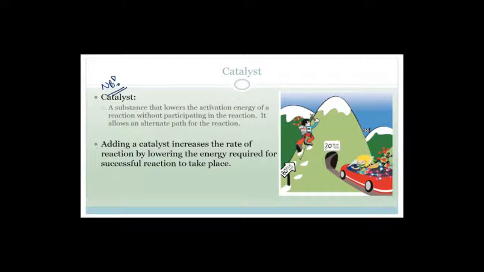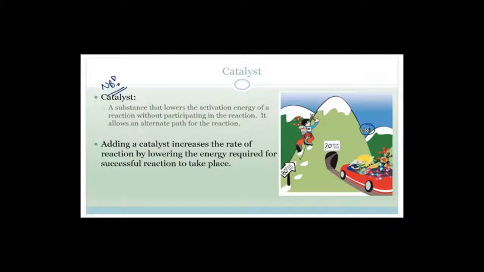A catalyst is a substance that lowers the activation energy of a reaction without participating in the reaction. It allows an alternate path for the reaction. If you see on the right here, we've got this little picture of a guy climbing the mountain. They're both racing and they've got racing numbers on them, and here's the finish line. This guy is climbing and going over the mountain, and she is zooming through the mountain.